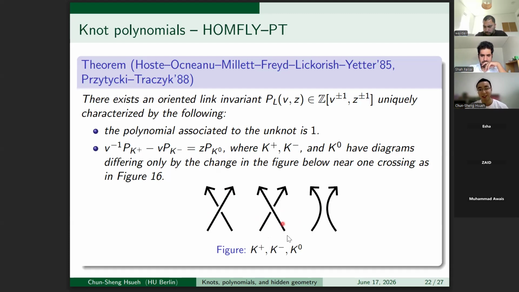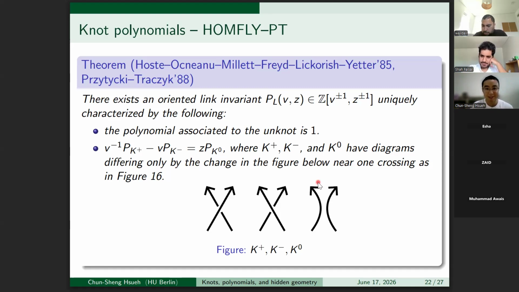So this would be one way to calculate examples by hand. But now there are also computer software programs that can do these calculations for you.